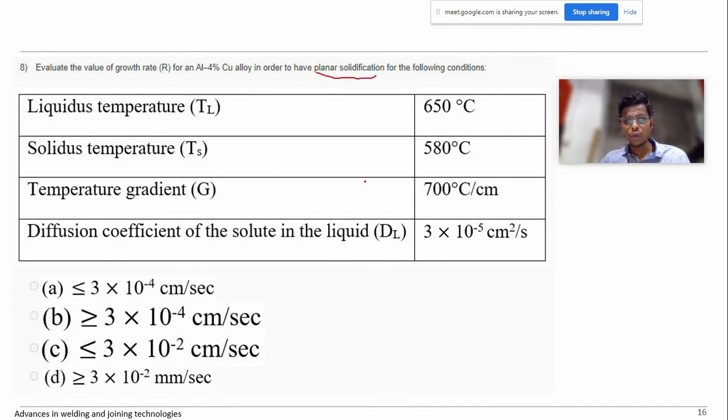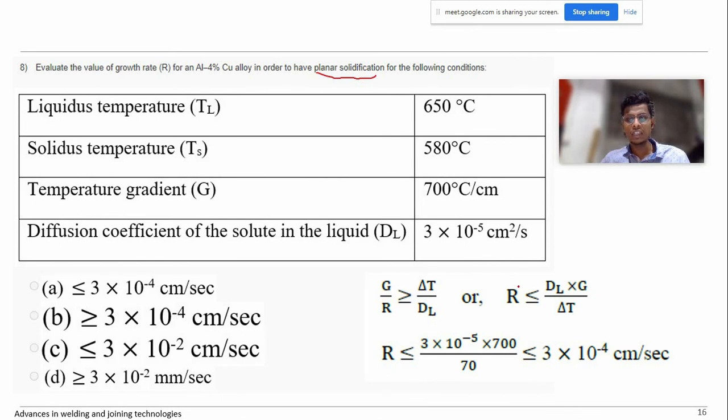To achieve planar solidification, the condition is that G by R, the thermal gradient divided by the growth rate, should be greater than delta T divided by the diffusion coefficient DL. This is the condition for planar solidification. Now they have asked us to calculate the growth rate, R.